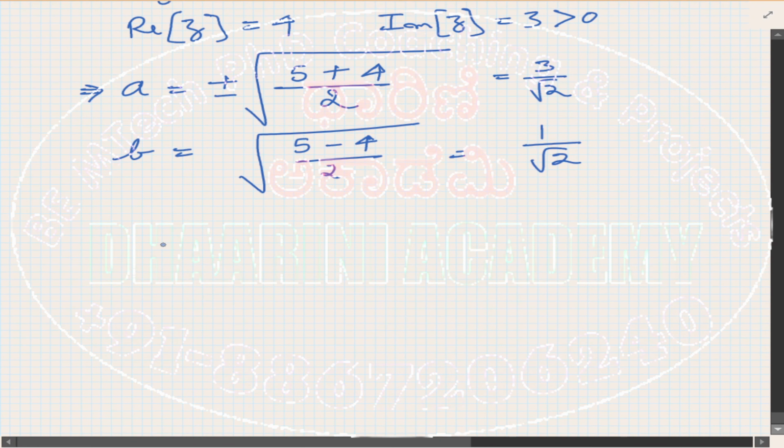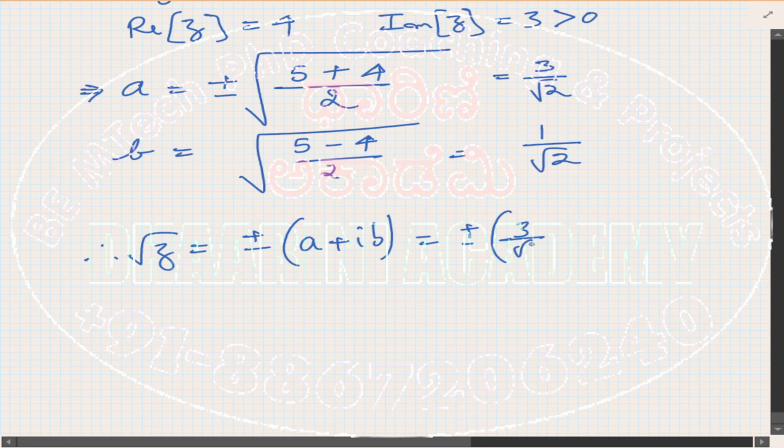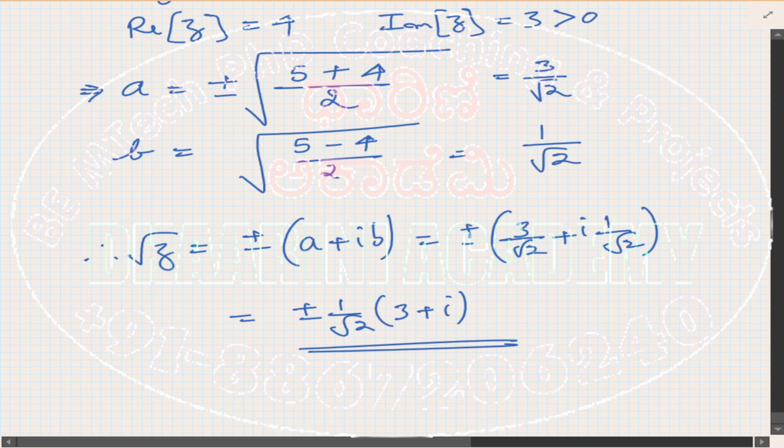See the final answer now. Therefore root z is equal to, since the imaginary part is there, your answer is plus or minus a plus ib. So plus or minus a plus ib. A is equal to 3 by root 2, plus I times 1 by root 2. So the final answer could be plus or minus 1 by root 2 written outside, this is 3 plus I, is the required answer.